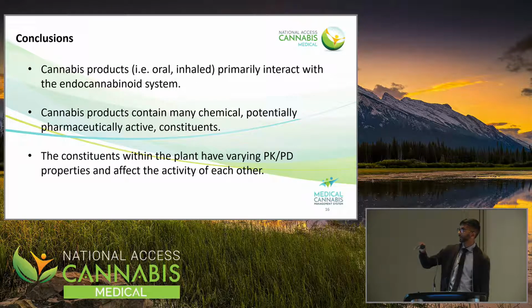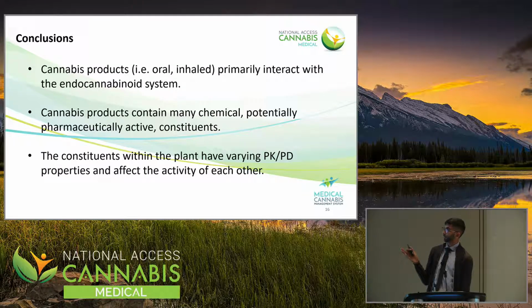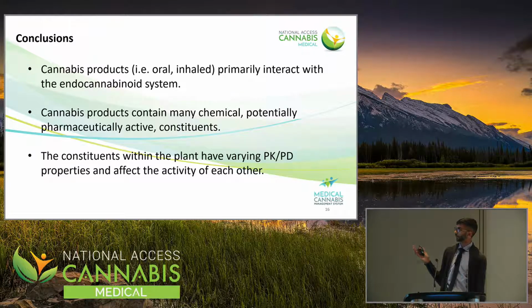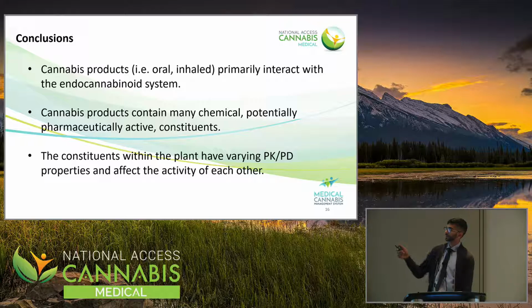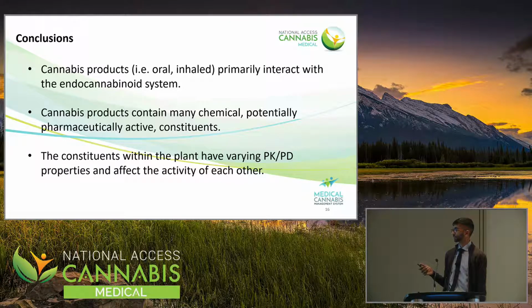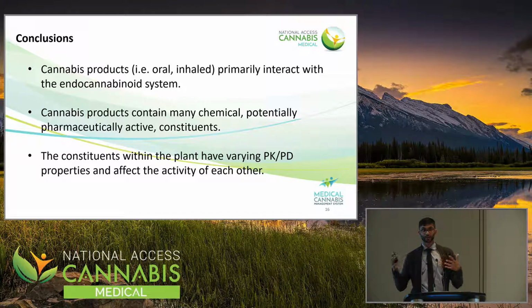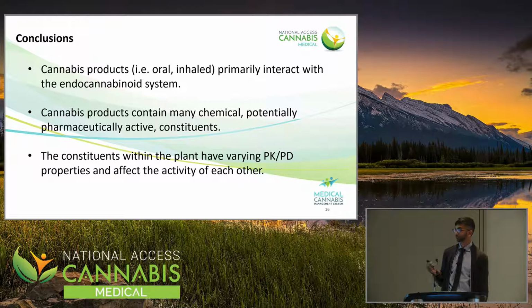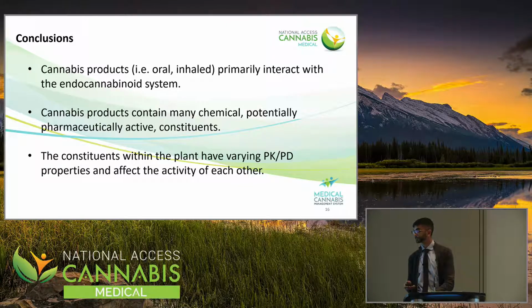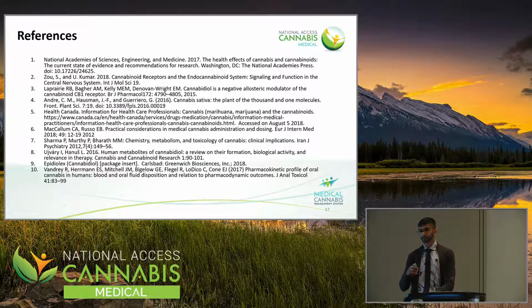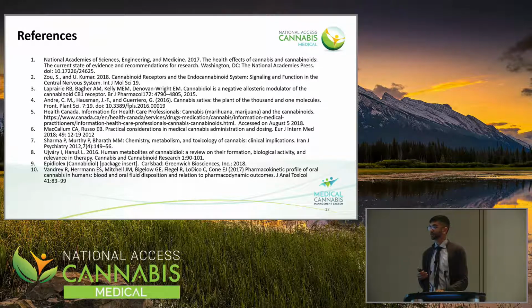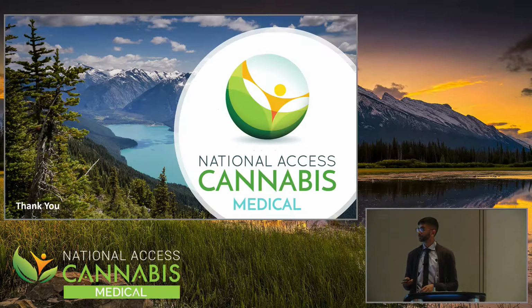To wrap it all up, cannabis products, oral or inhaled, primarily interact with the endocannabinoid system. We've seen that. The products itself may have many chemically active components, and the components within the plant, we just looked at THC and CBD, but there are many more that all have their own PK and PD properties that affect the activity of each other. Tomorrow we'll go more into the evidence and more into the drug interactions, adverse effects, and that kind of thing. So if you have those kind of questions, you can save them for tomorrow. But anything about this, do let me know.